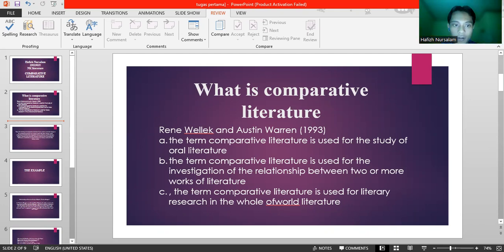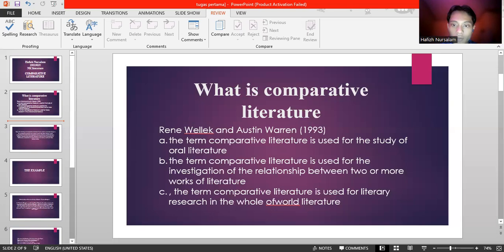Second, the term comparative literature is used for the investigation of the relationship between two or more works of literature. The subject and object of its investigation are many things, such as the reputation and penetration, the influence and fame of the great work. Aspects studied include the image and concept of the author, and at a certain time, the factors of translation, receiving factors, literary atmosphere, and situation at a certain time.